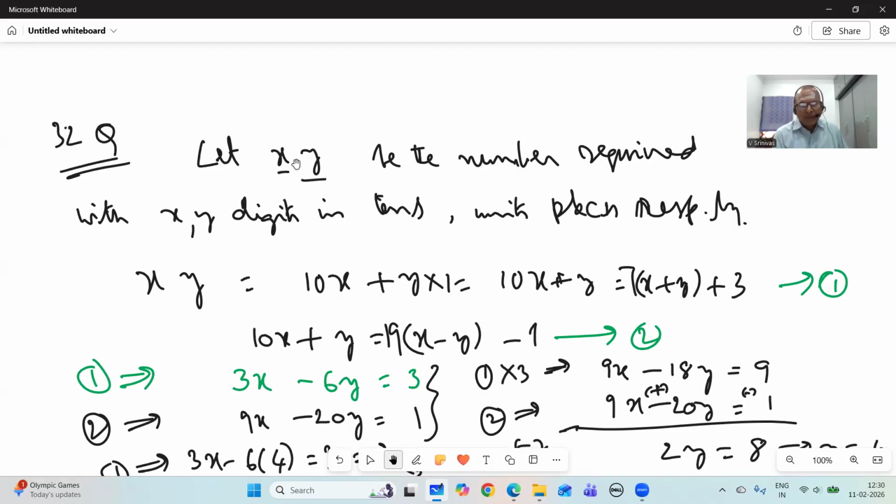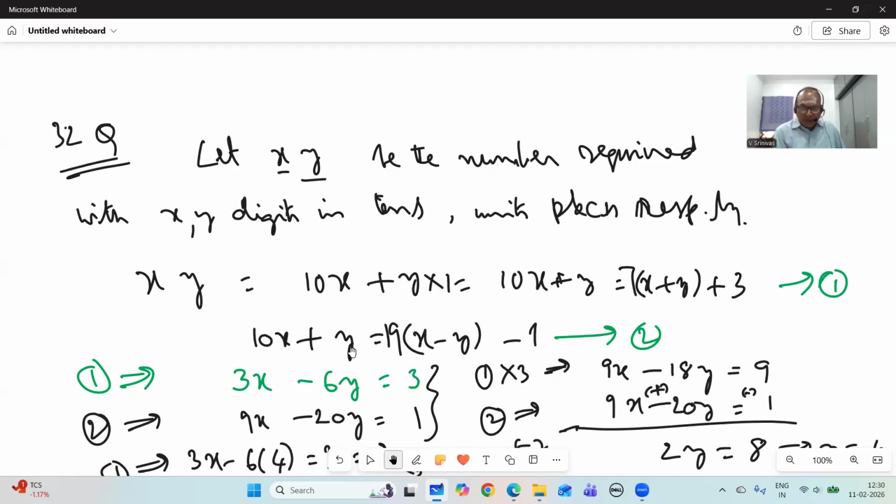Xy is a two-digit number, and what is the number value of this number? x is in tens place, so multiplied by its place value, that is x into 10, plus y is in units place, multiplied by 1, you get 10x plus y. This is the number value of this number. And it is 3 more than 7 times the sum of the digits. So from here you simplify this and you get a linear equation.